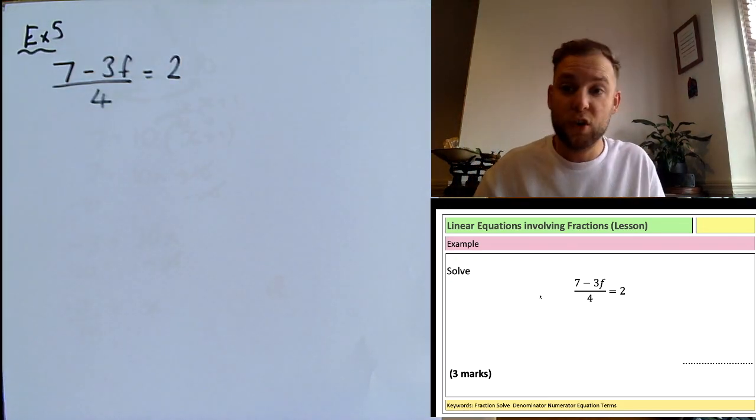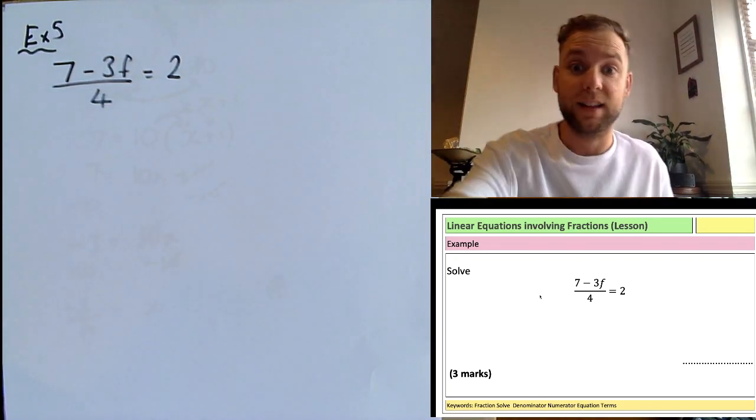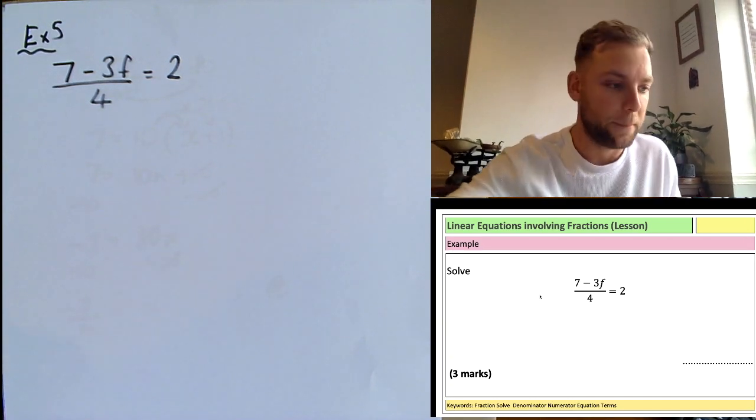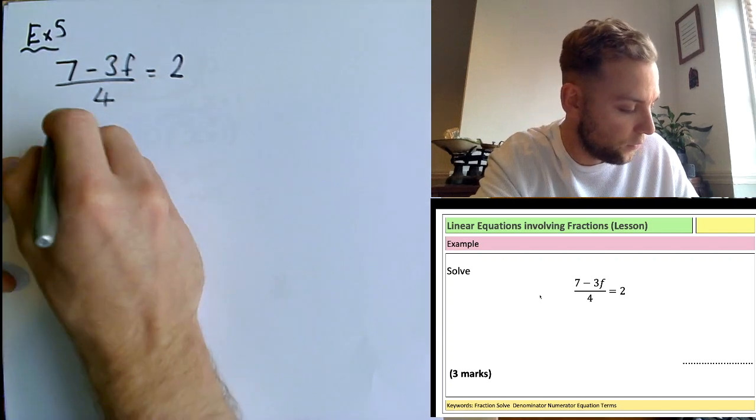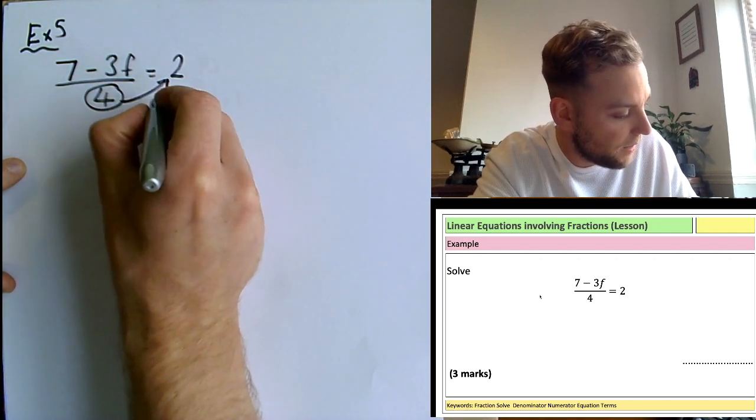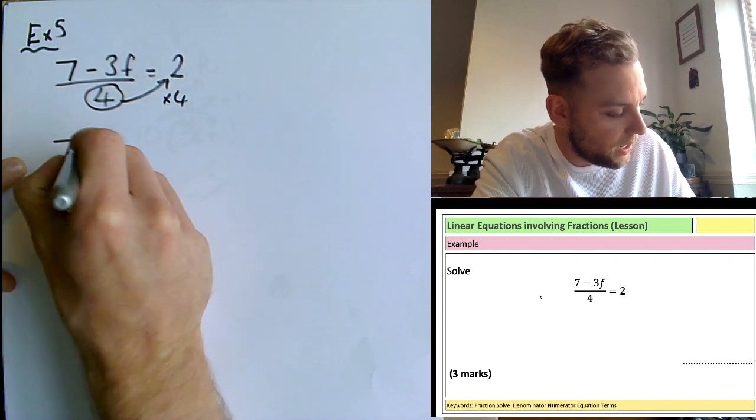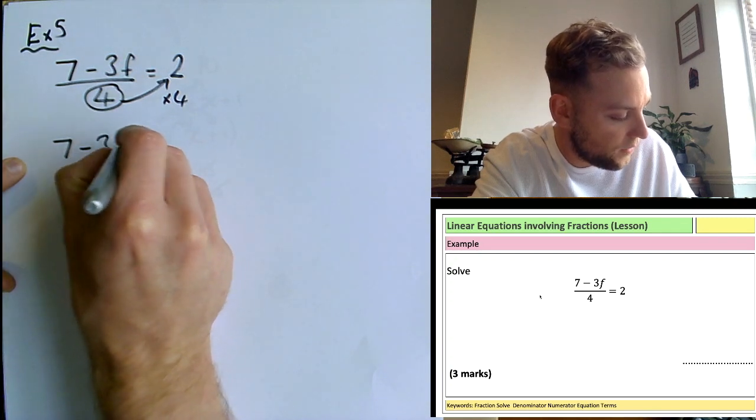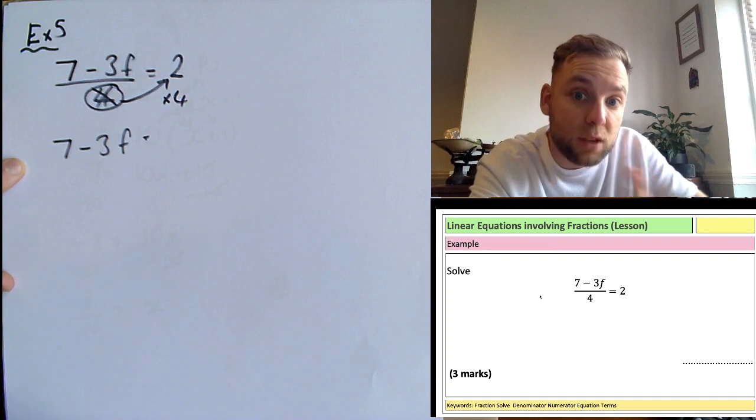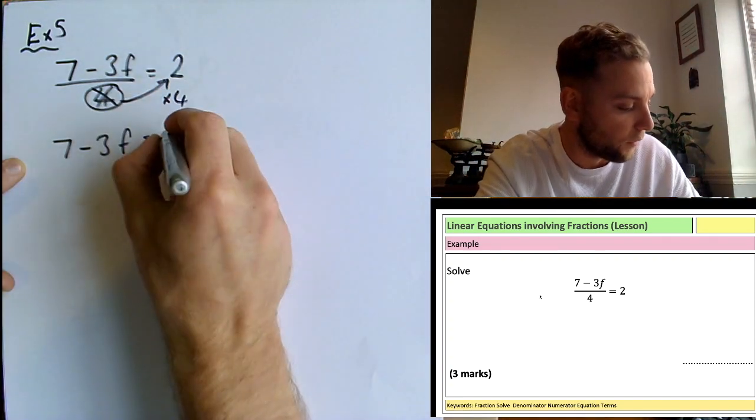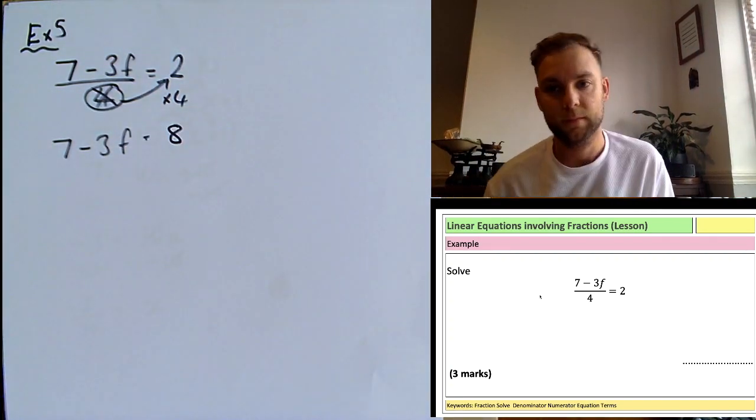So the first thing we're going to need to do with this one is get rid of that denominator, and we're going to do that by timesing this here by 4. So I'm timesing that by 4, so I end up with 7 minus 3f is equal to, well, if I times that by 4, it gets rid of that 4 on the left-hand side. I'm timesing the right-hand side by 4. 2 times by 4 is equal to 8.